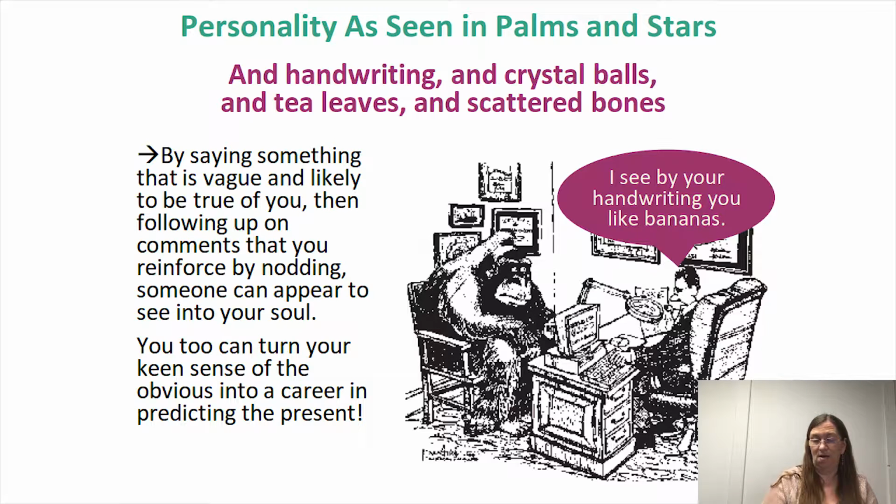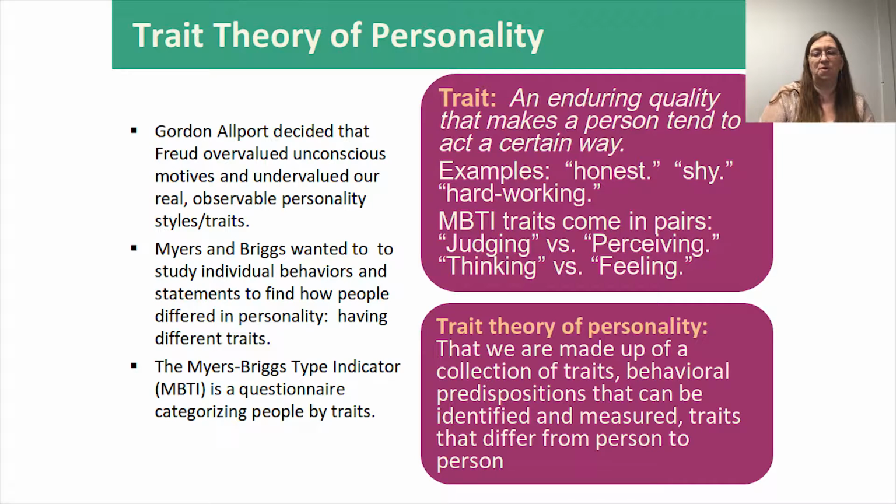So when we look at things and people start agreeing or look like they're confused, we can change exactly what we're talking about. And so the trait theory of personality looks into specific characteristics, so it's a little bit more scientific. When we look at the trait theory of personality, Gordon Allport decided that Freud overvalued unconscious motives and undervalued our real, observable personality styles and traits.